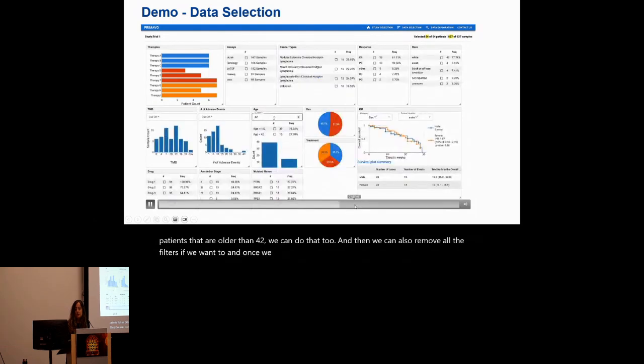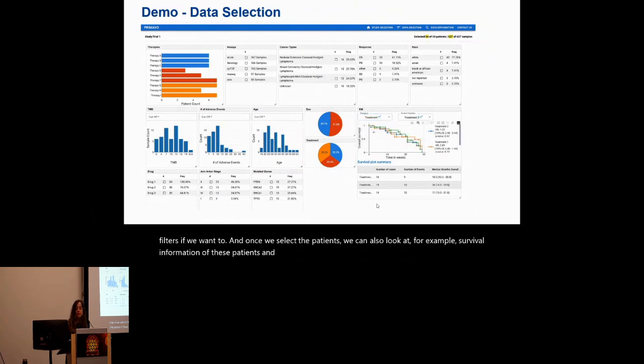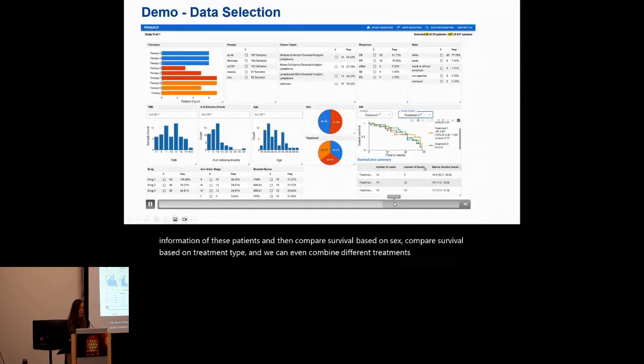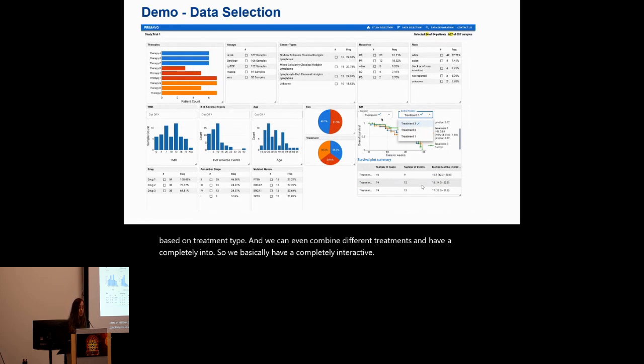And once we select the patients, we can also look at, for example, survival information of these patients, and then compare survival based on sex, compare survival based on treatment type, and we can even combine different treatments. So we basically have a completely interactive survival plot where we can explore the data more.